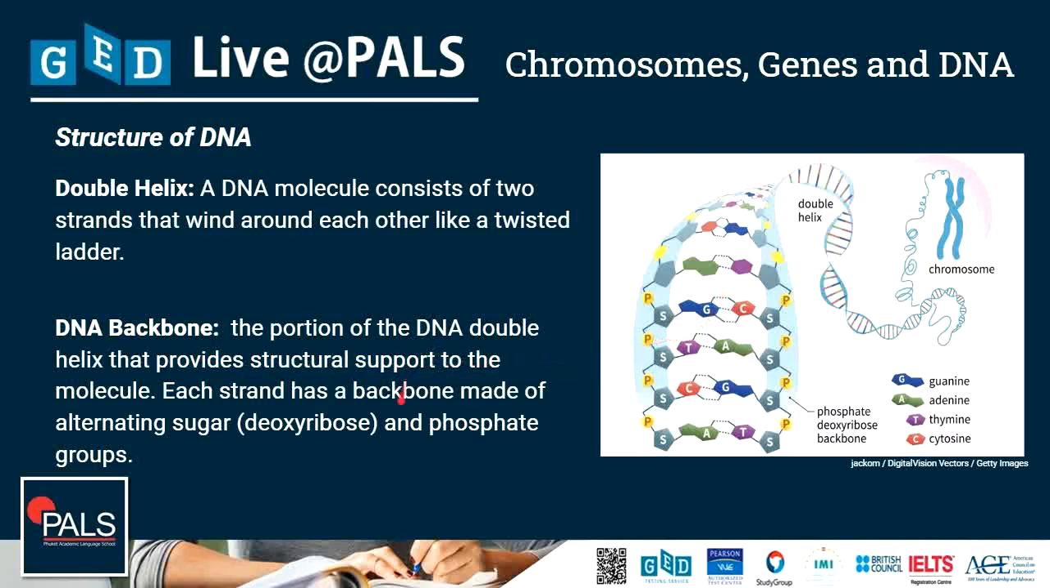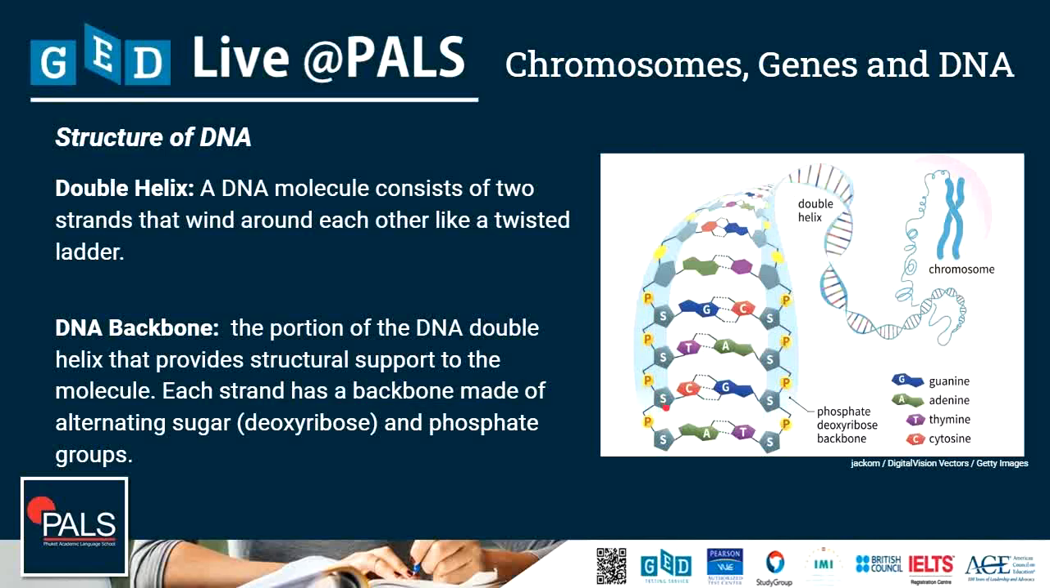The DNA has a backbone, the portion of the DNA double helix that provides structural support to the molecule, and each of the two strands has its backbone made of alternating sugar and phosphate groups. The sugar is called deoxyribose, which we can see here as an S, and phosphate, P. So sugar, phosphate, sugar, phosphate, sugar, phosphate, sugar, phosphate. That's the backbone of the DNA. Both strands, this is going to be the same.